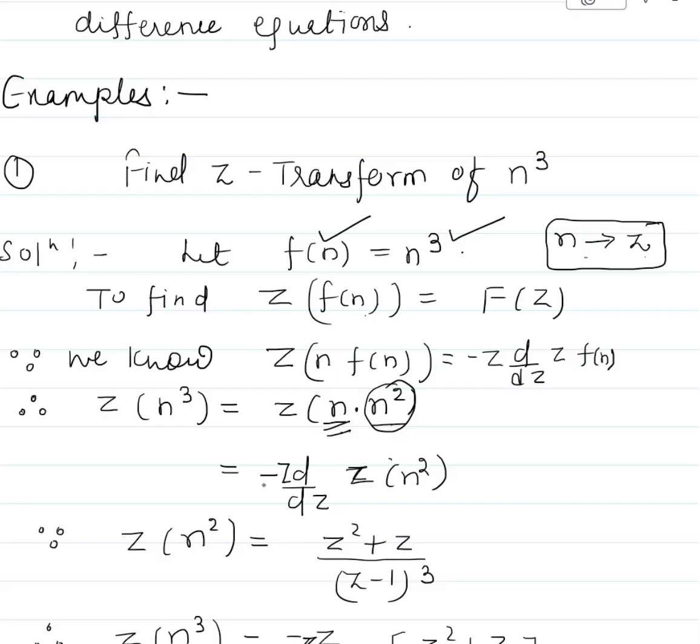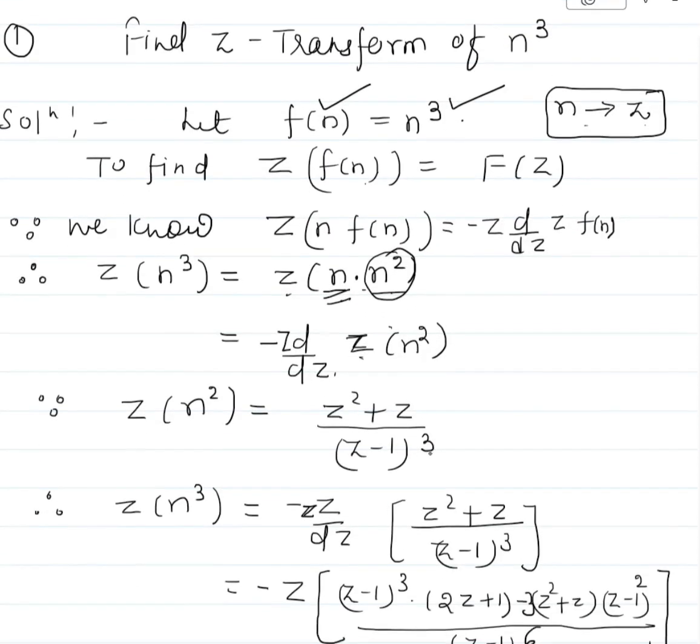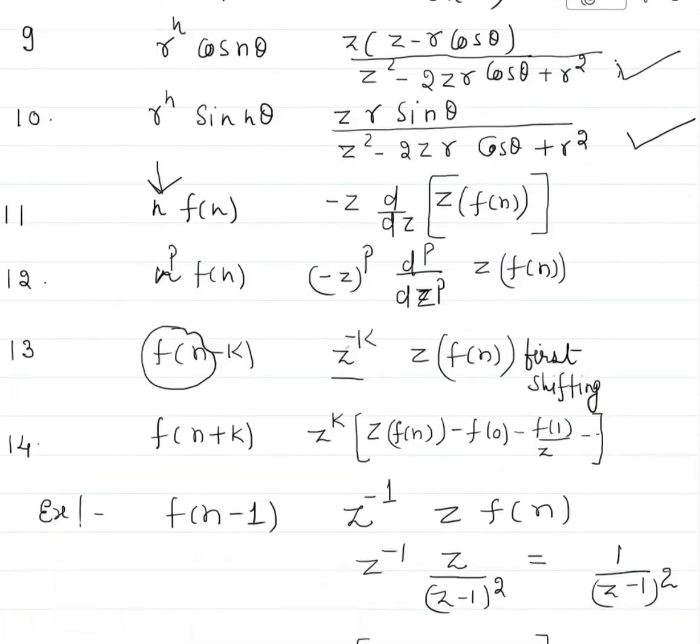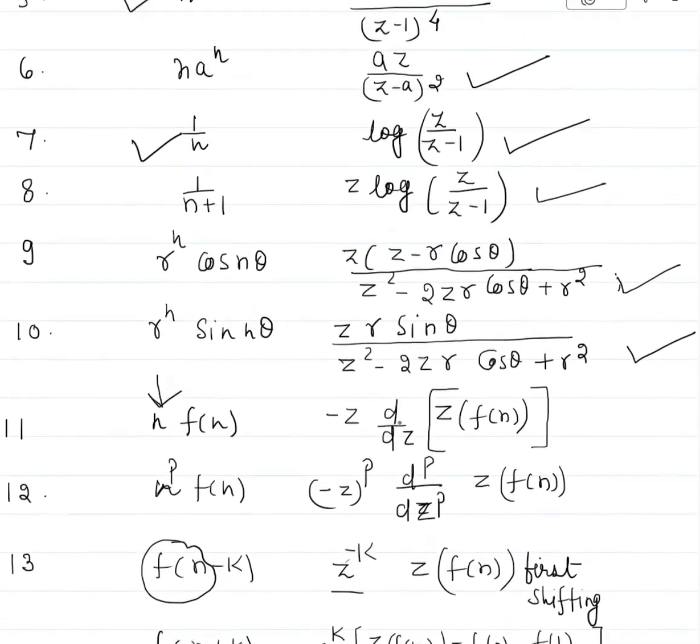So for the n you will write minus z d by dz and Z transform of n square. So what is Z transform of n square? We know this is z square plus z upon z minus 1 cube. Already we have seen this in the table.